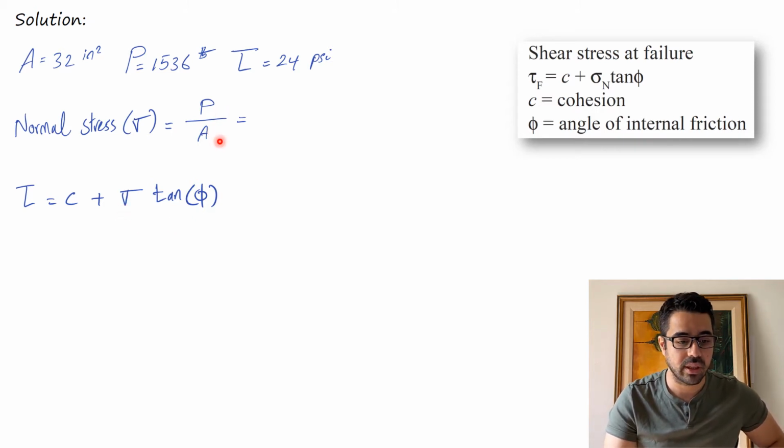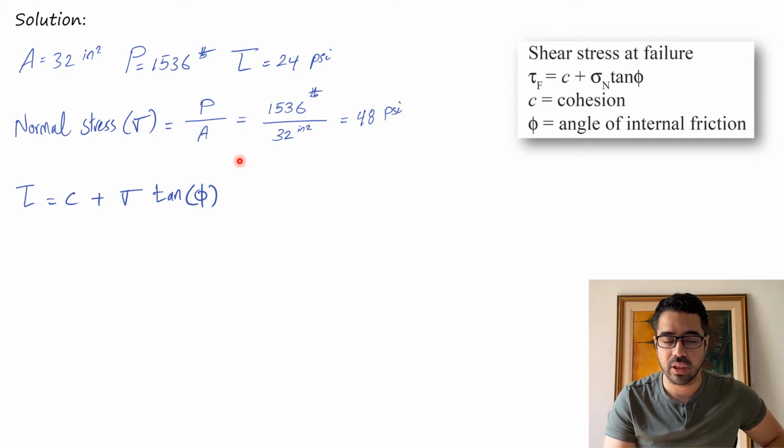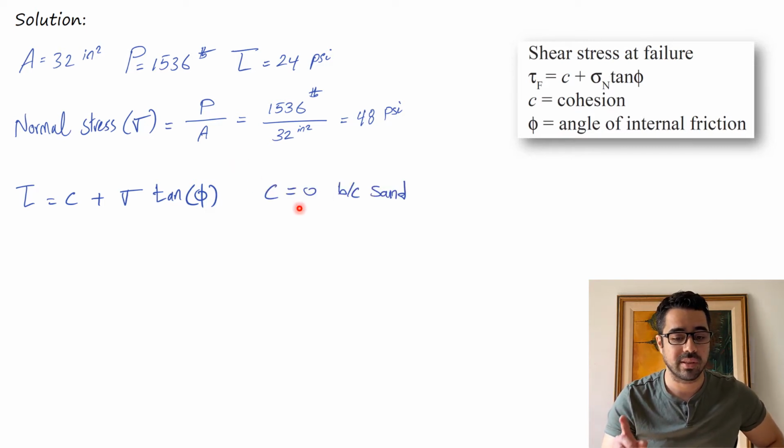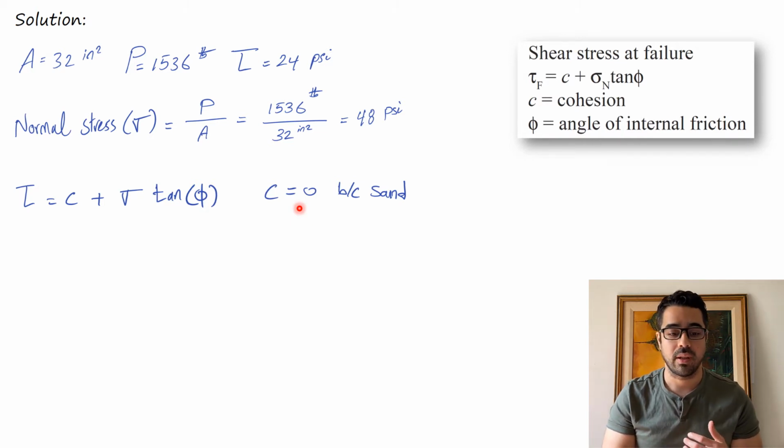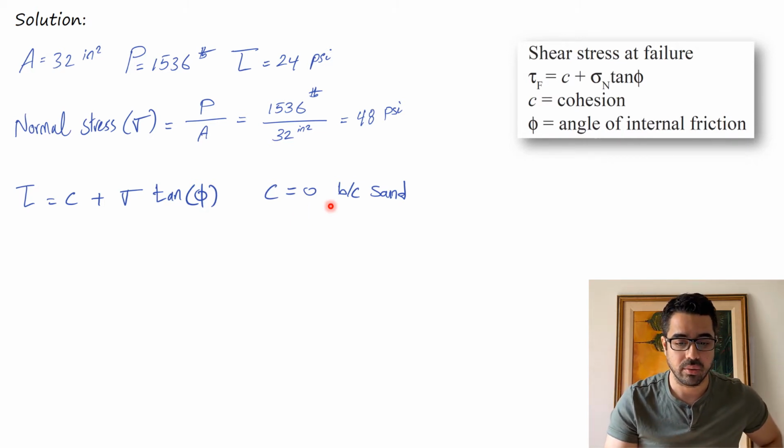It's force over area. Force, we have it's 1536 and the area is 32. Do a little bit of mathematics, we're going to get a normal stress of 48 psi. So now, C is 0. Why is C 0? Because as I said, it was sand. In sand, there is no cohesion. That's why sand is a keyword in this question. So C is 0, and we go back to the equation.